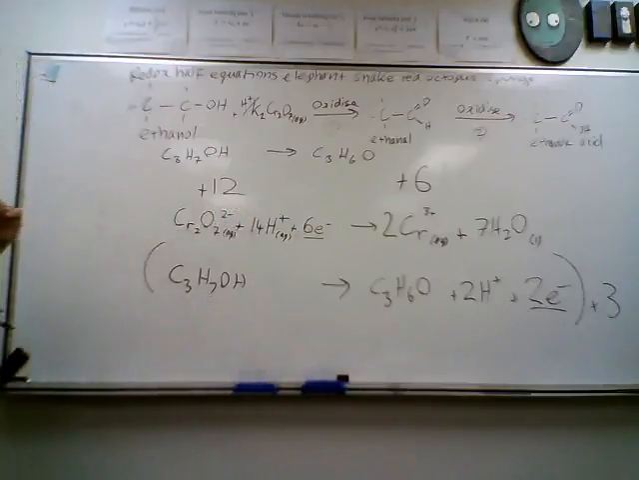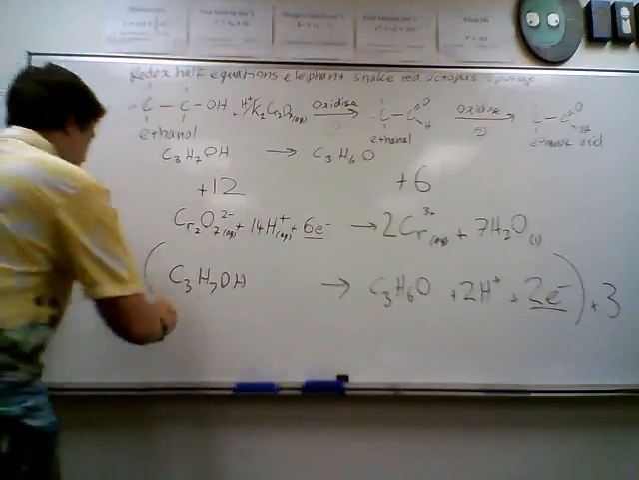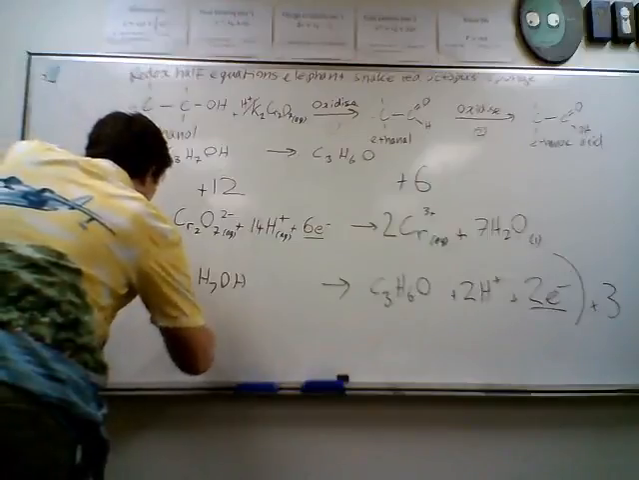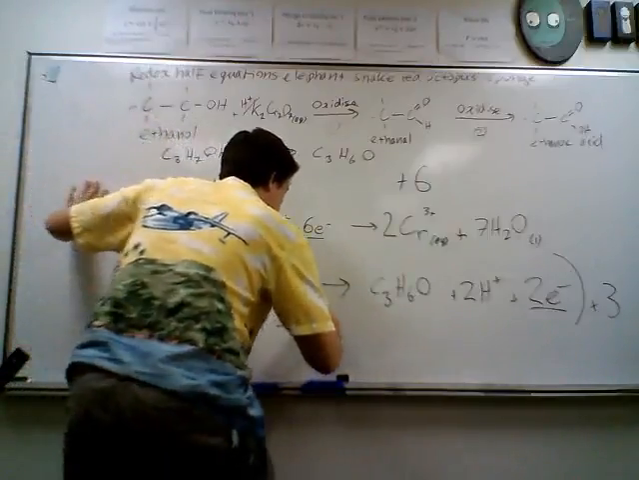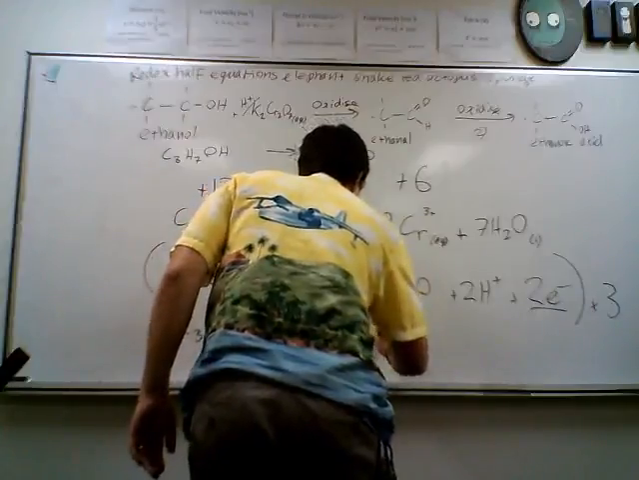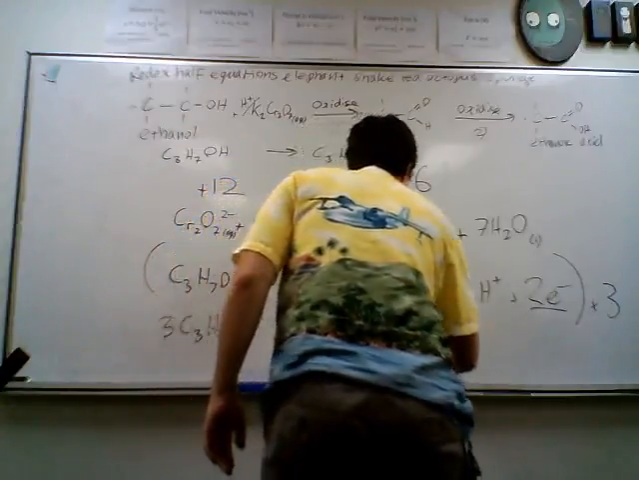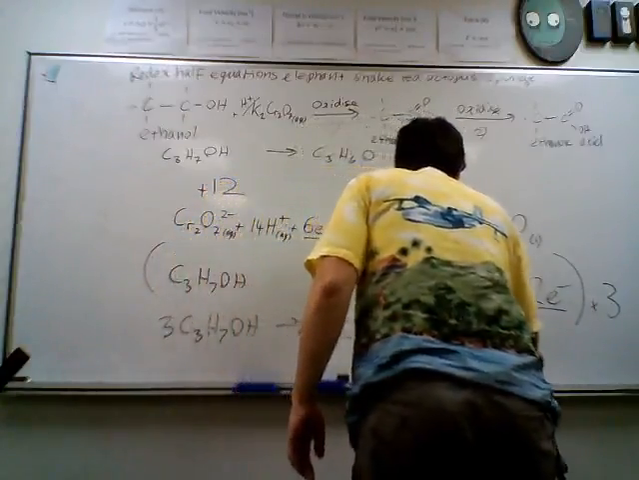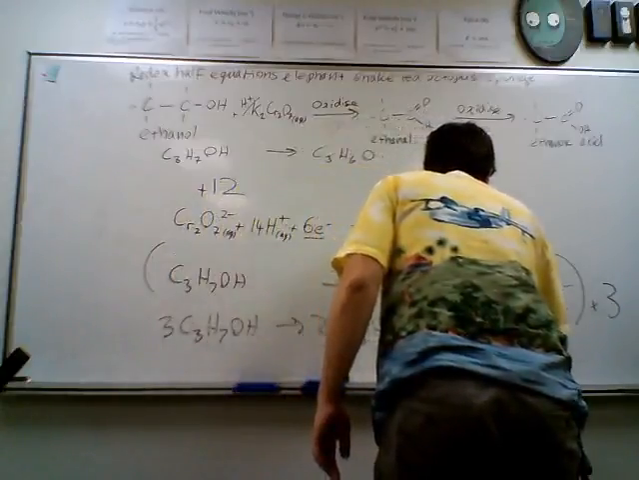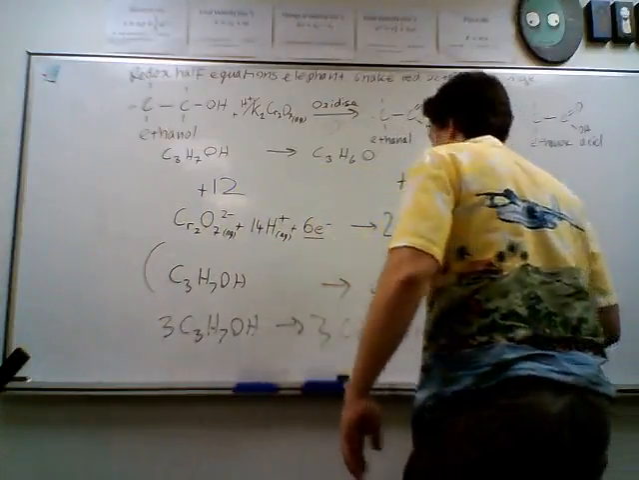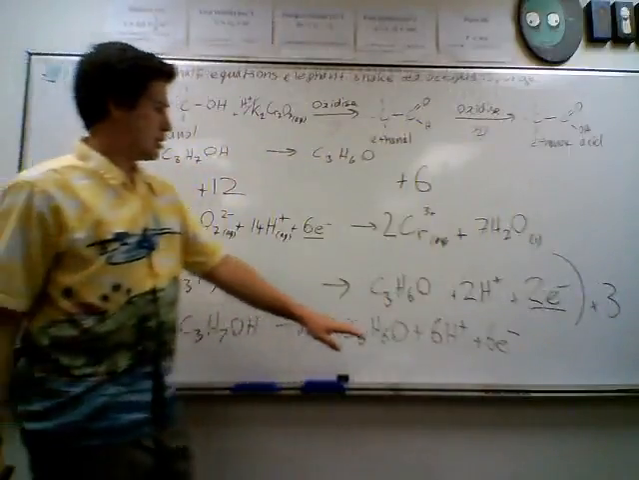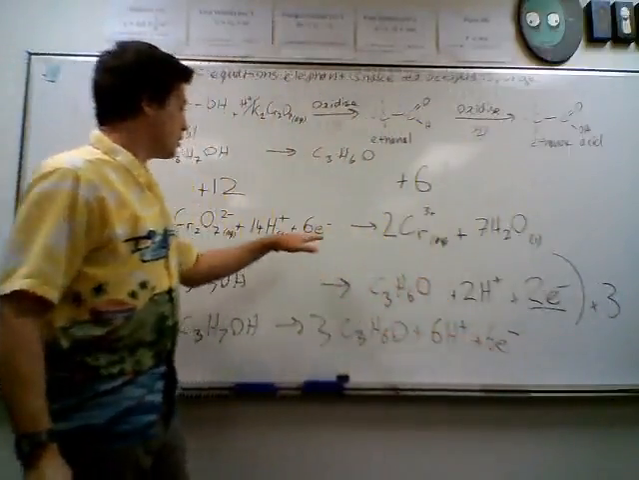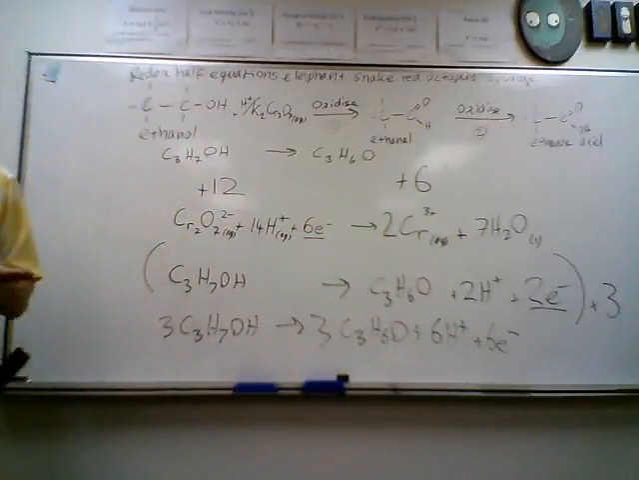Now, if I times that by 3, what am I going to get? Well, you do everything by 3. 3C3H7OH becomes 3C3H6O plus 6H plus plus 6e minus. Now, because you've got 6e minus on the right, that will balance the 6e minus on the left. Those equations are ready to be put together as a whole.